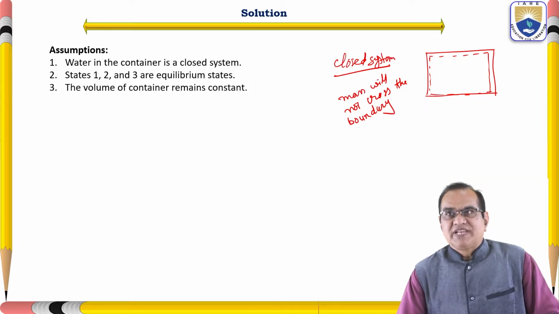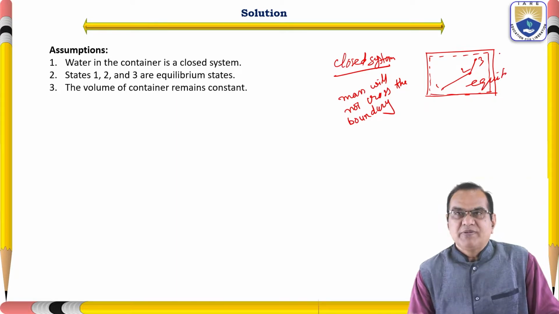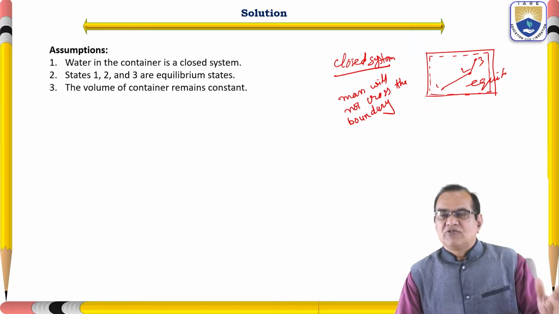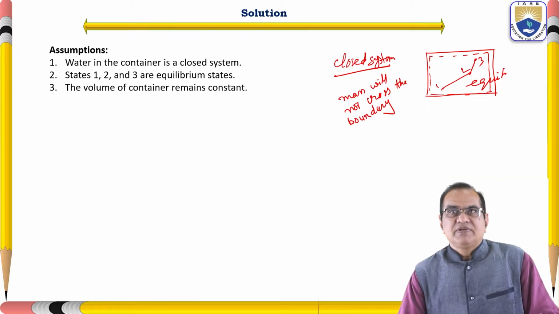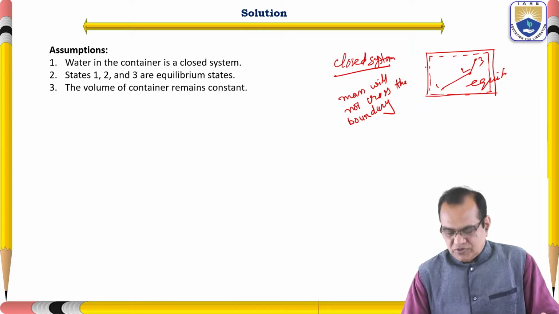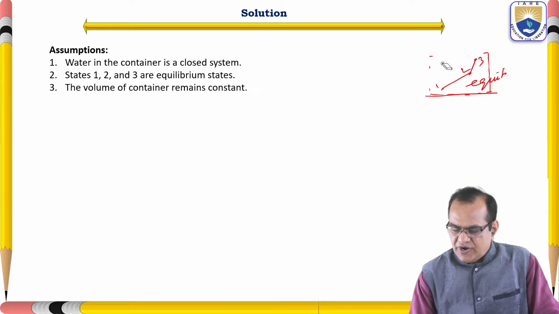States 1, 2 and 3 all are in equilibrium. Equilibrium means mechanical equilibrium, thermal equilibrium and chemical equilibrium, all types of equilibrium. And the volume of the container remains constant, so it will contain the same amount of volume. So those are the assumptions which we have taken.